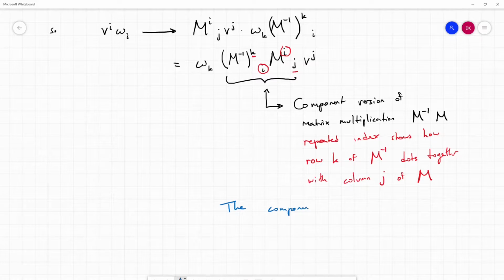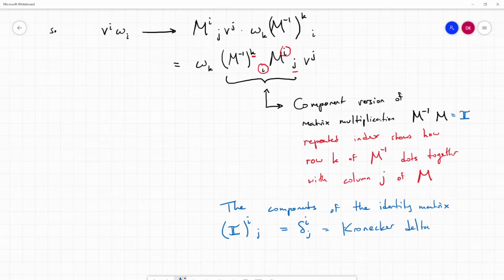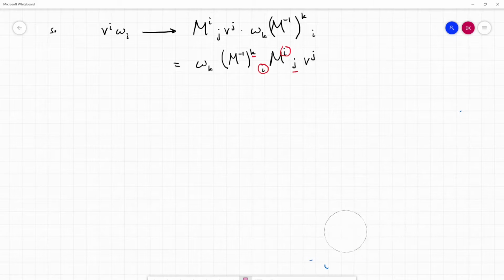Now, M inverse times M as a matrix equation should give you the identity matrix. So we need to write the identity matrix components, and these get a special name. They're called the Kronecker delta tensor. This has the property that when the two indices are the same, you get the value 1, and when the two indices are different, you get the value 0.